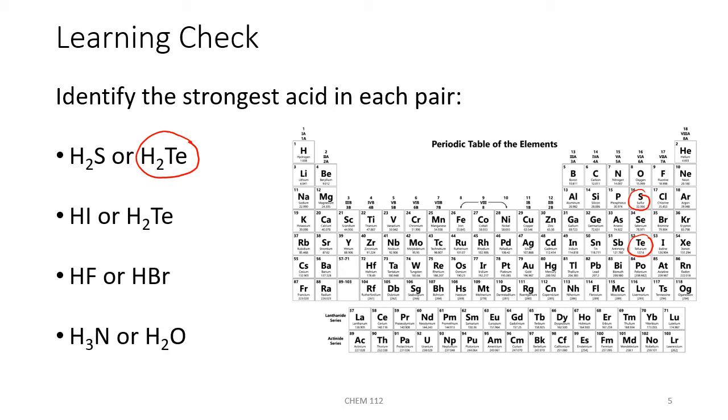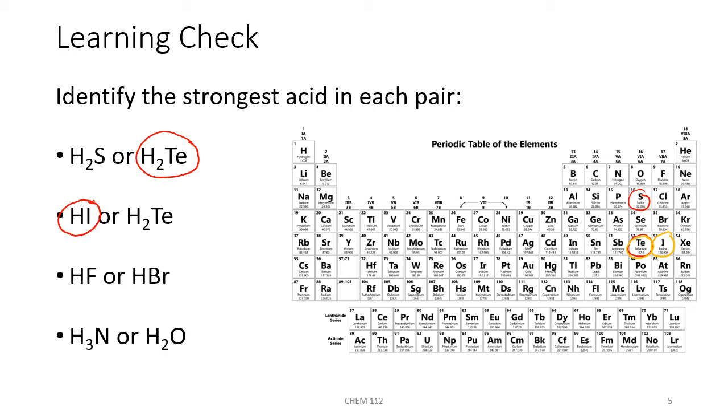Next, we have HI or H2Te. So if we identify them, we have iodine right here and then tellurium right next to it. Now we're within the same period of the periodic table. So in this case, electronegativity is going to be our trend. Iodine is more electronegative than tellurium because it's to the right of it. So that bond is going to be more polar, and hydroiodic acid would be the stronger acid.